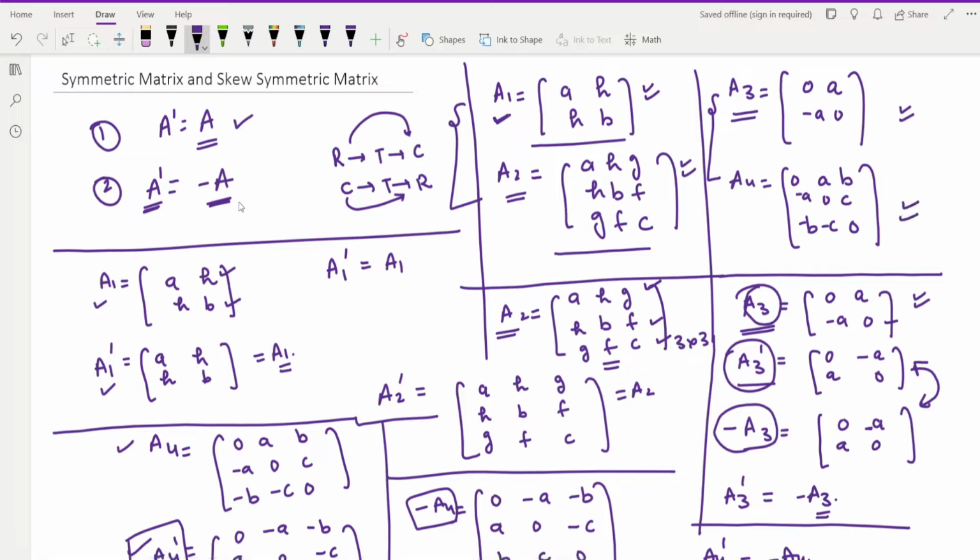So in this particular video, we learned how we can verify whether any given matrix is a symmetric matrix or not, right? And in the same way, we can validate whether any given matrix is a skew-symmetric matrix or not. I hope this will be a quite useful video for all of you.